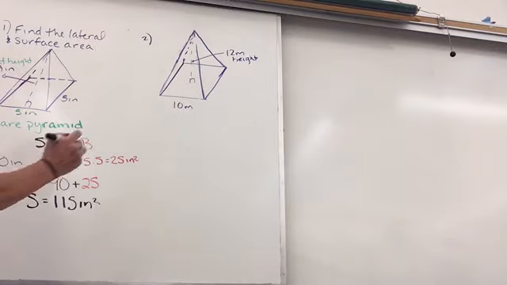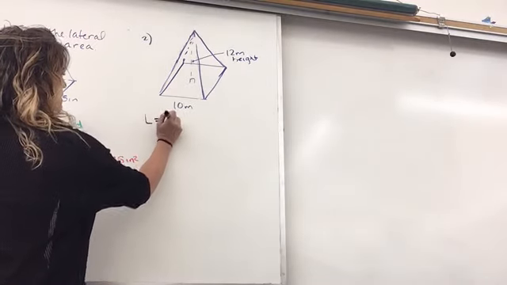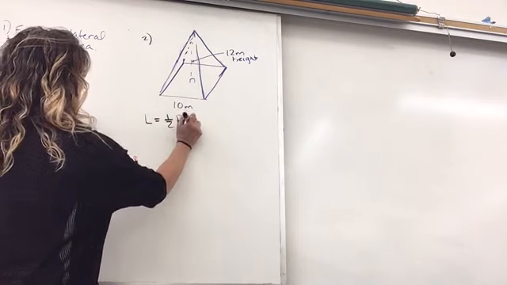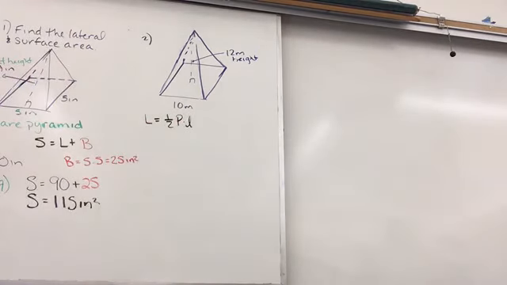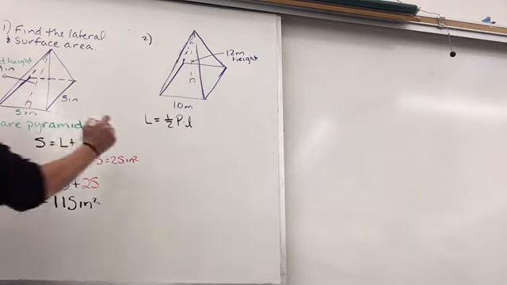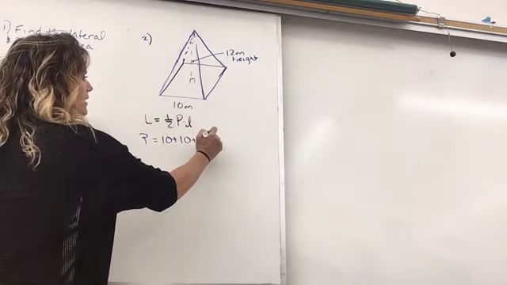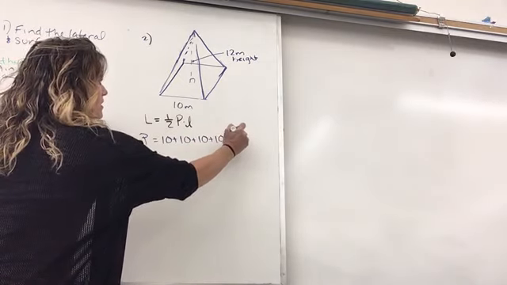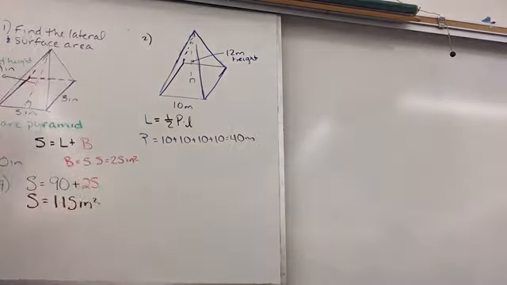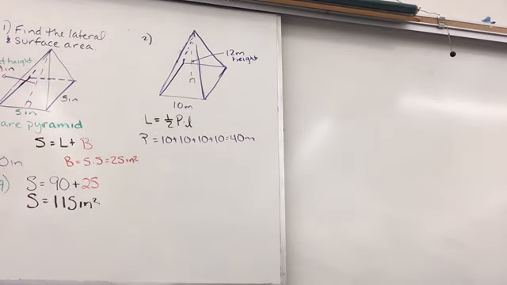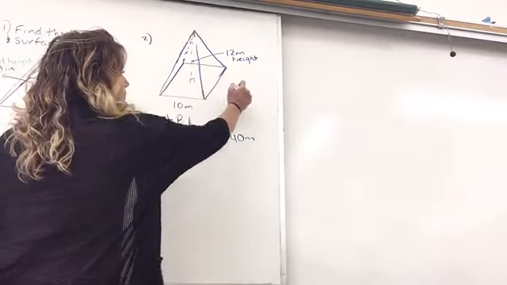So starting with the fact that we want to find the lateral area. That's 1/2 P times L. So the perimeter of the base, again, the base is a square. So the perimeter is 10 plus 10 plus 10 plus 10, which is 40 meters. I don't have L, so I have to go find it. And this one can be just a little bit tricky. So what I'm going to do is kind of draw this off to the side.